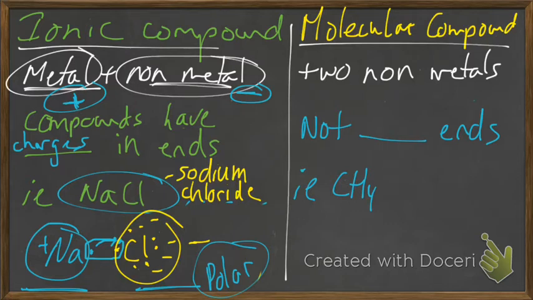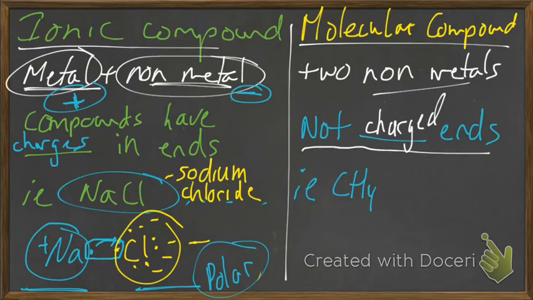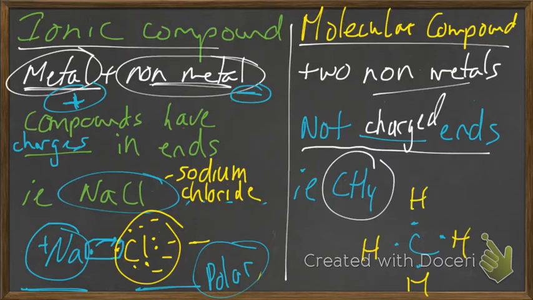Molecular compounds, two non-metals, excuse me, not charged ends. Now, that's not always the case, but for now, molecular compounds don't have charged ends. Methane is our example. I'm going to draw it quickly. Carbon in the middle. Carbon has 4 electrons that are free. And as we can see in the structural formula, CH4. So I have 4 hydrogens. Each hydrogen shares an electron. So bond, bond, bond, bond.